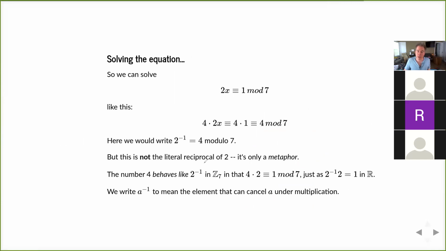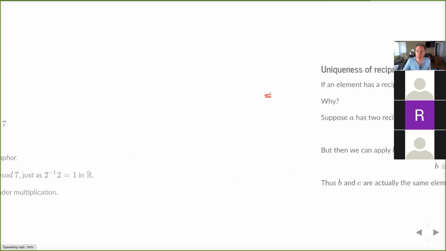So this is just emphasizing here that what we're calling the reciprocal, it behaves like the reciprocal of 2 in the sense that it cancels 2, but it's not literally 1/2, right? It's not literally 1/2. This is just a metaphor. So the reciprocal of 2 modulo 7 is 4. By the way, this won't always work. Notice that 7 is prime. That's important.